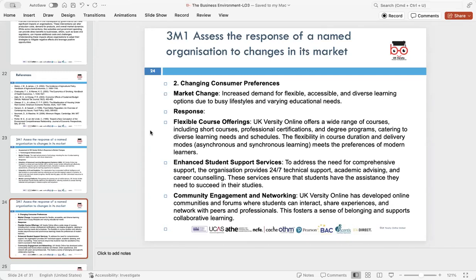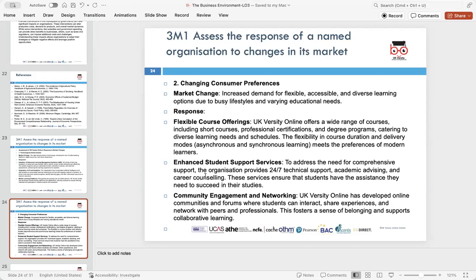Enhanced student support services to address the need for comprehensive support. UK Versity provides 24/7 technical support, academic advising, and career counseling. These services ensure that students have the assistance they need to succeed in their studies. Technical support helps students resolve any issues with the online platform, academic advising guides them through their educational journey, and career counseling prepares them for future career opportunities.